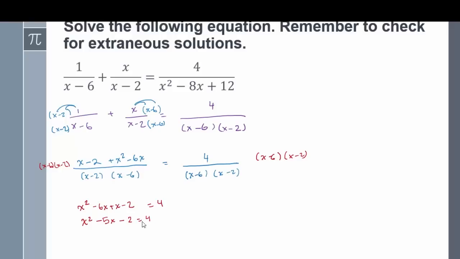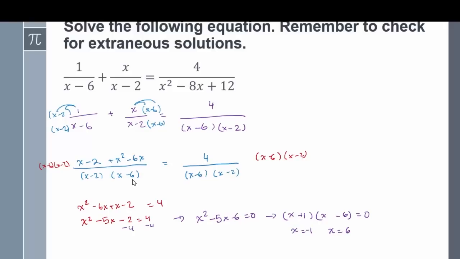To solve the quadratic, I need to make sure that it's equal to 0, so I am going to subtract 4 on both sides to end up with x squared minus 5x minus 6. Factor the equation. Two numbers that multiply to a negative 6 and add to a negative 5 are positive 1 and negative 6. So our solutions for x are x equals negative 1 and x equals 6.